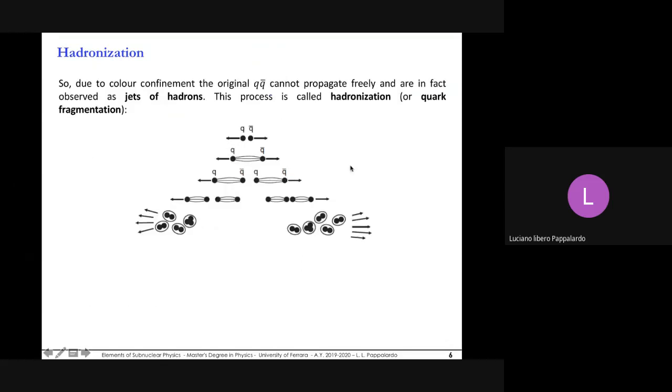So this is again the process of hadronization. Due to color confinement, the original QQ bar cannot propagate freely, okay? And in fact, what you observe at the end are jets of colorless hadrons. And this process is called hadronization or also quark fragmentation, okay? It's like two quarks are fragmenting into a bunch of hadrons.